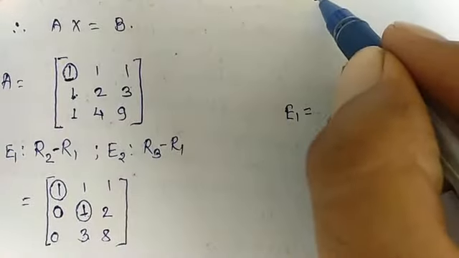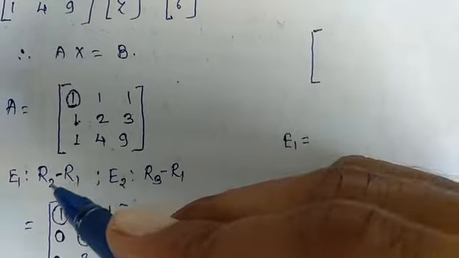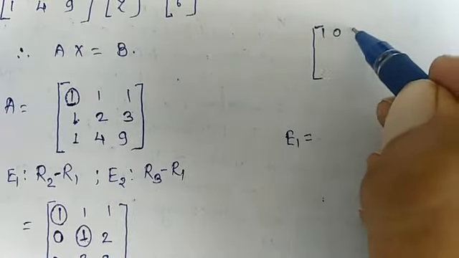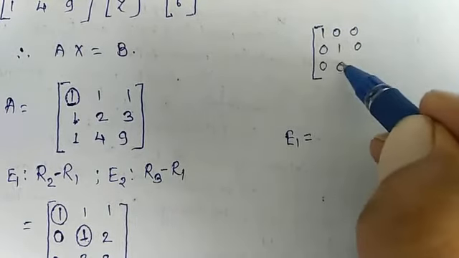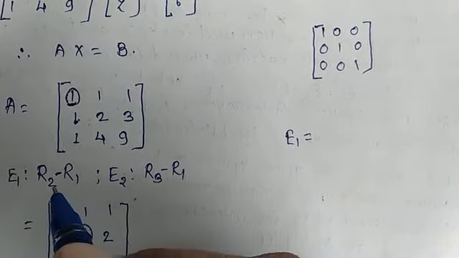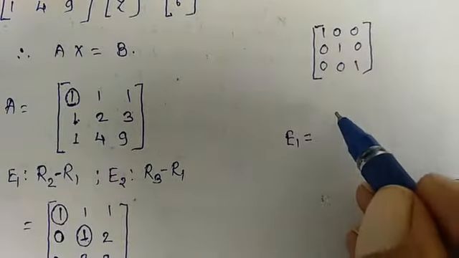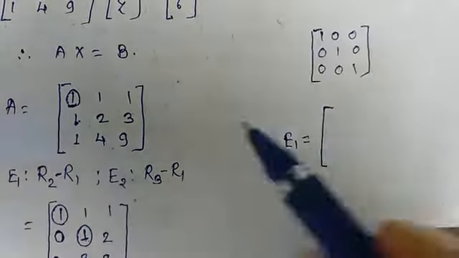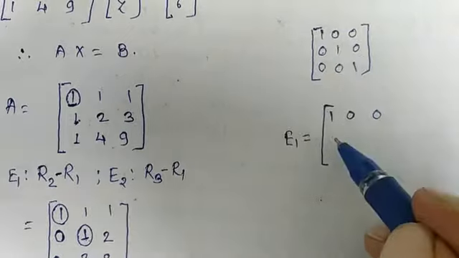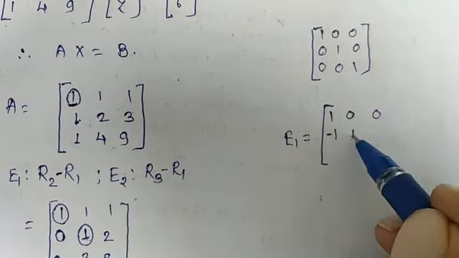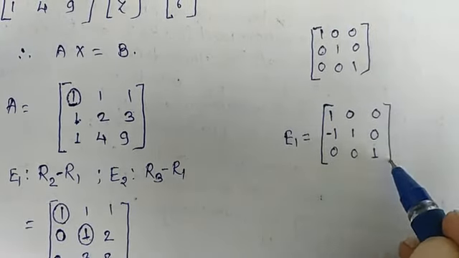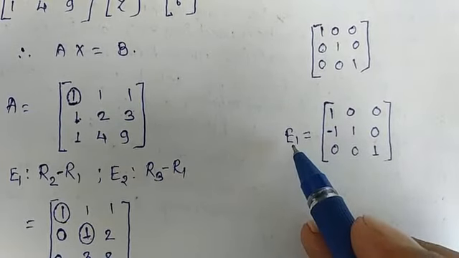Now E1 is R2 minus R1. We have to apply R2 minus R1 on a matrix. Here it is of 3 by 3 order, so we write the identity matrix 1 0 0, 0 1 0, 0 0 1. The row operation is R2 minus R1. So our matrix E1 will be: first row as it is, 1 0 0. R2 minus R1 will be 0 minus 1, which is minus 1, 1 minus 0 is 1, 0 minus 0 is 0, and the last row as it is, 0 0 1. This is our E1 elementary matrix.